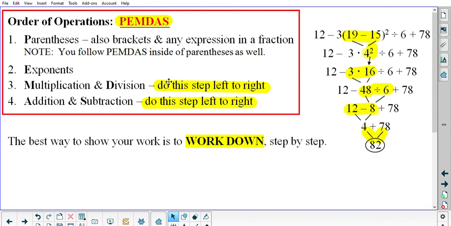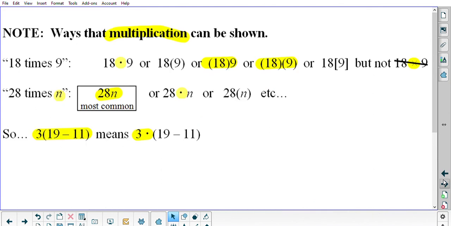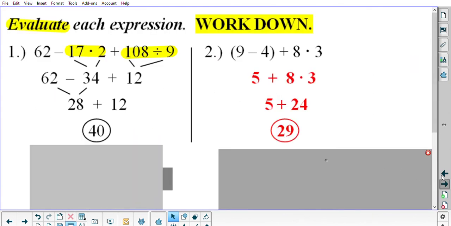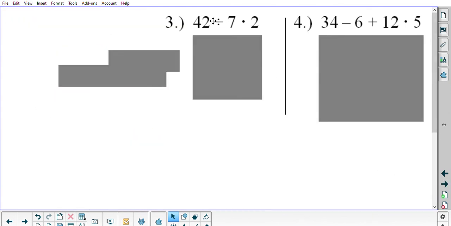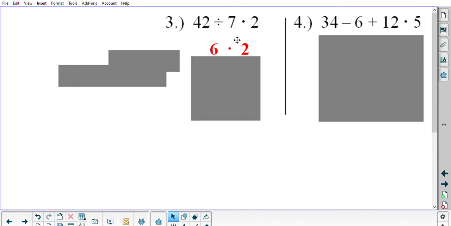Step 3, if there's parentheses and exponents before it, you must do the multiplication and division going left to right, which means on problem number 3, since the division was further to the left, you must do that before you multiply. That's what your guided notes tell you. So here we go. 42 divided by 7 is 6. You bring down the times 2.